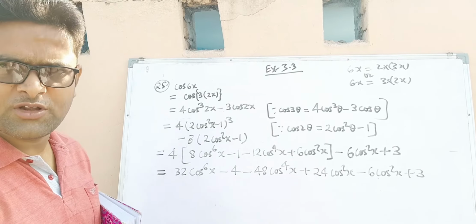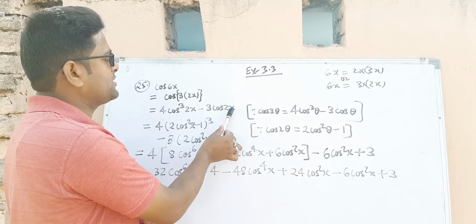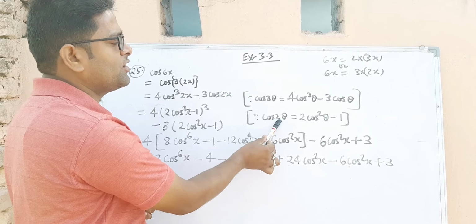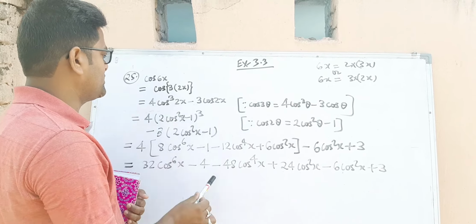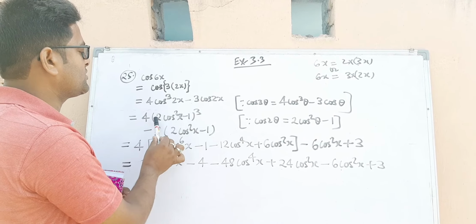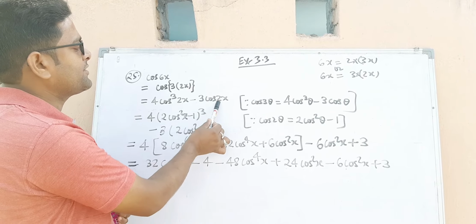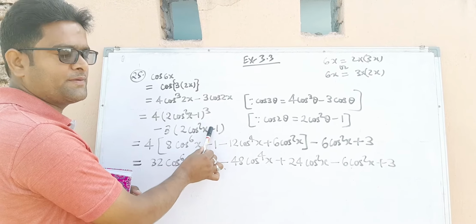Now see, I have used thrice of 2x. So cos 3 theta, using the formula of cos 3 theta: 4 cos cube theta minus 3 cos theta. Now see what I have done. 4 cos cube theta, here theta is 2x, minus 3 cos theta, theta is 2x. Now it is cube. For cos 2 theta we have the formula, cos 2 theta is 2 cos square theta minus 1. So in place of cos 2x I have written (2 cos square x minus 1) whole cube, minus 3, again for cos 2x, (2 cos square x minus 1), according to this formula.